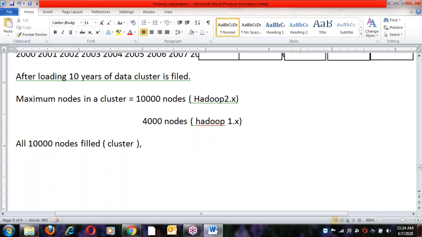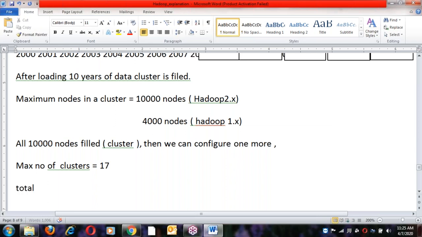When all 10,000 nodes are filled, the cluster is filled, then we can configure one more cluster. Suppose the second cluster is filled, then we can configure one more, like this. What is the maximum number of clusters that can be configured? The max number of clusters is 17.